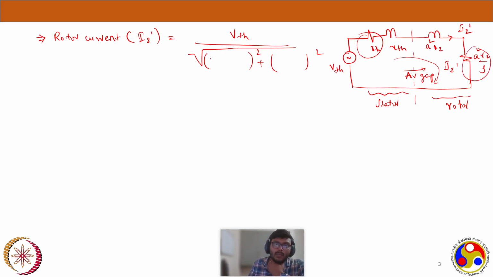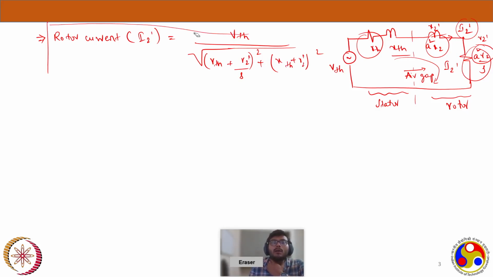RTH. Now A square R2 I can term as R2 dash, same as for the current, so it is referred to the stator, and A square X2 I can write as X2 dash. So using that representation, RTH plus R2 dash by S whole square, plus what are all the reactances here? XTH in the stator side and X2 dash in the rotor side. So XTH plus X2 dash whole square. Now this is another important formula to find the current flowing in the equivalent circuit.